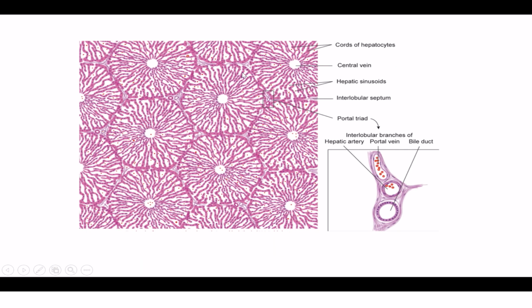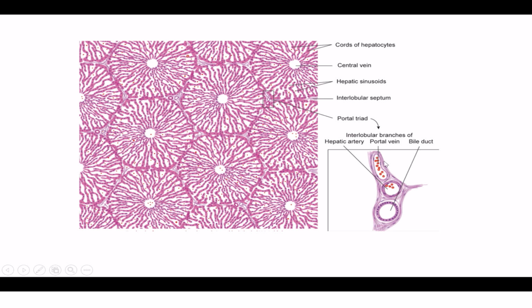You can see here the classical liver lobules. This is a central vein located at the center of the classical liver lobule. You can see it is hexagonal in shape, and you can see the radiating cords or plates of the hepatocytes. Between them, this space is the hepatic sinusoid. Here you can see the portal triads. There is a portal vein, a bile duct, and a hepatic artery within the portal triad.